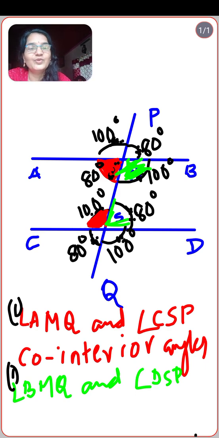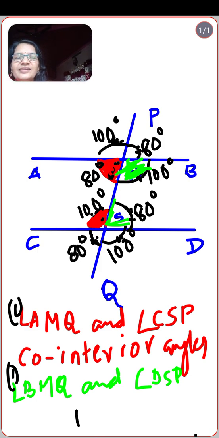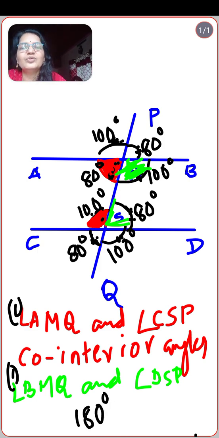When two parallel lines are cut by a transversal, that forms two pairs of co-interior angles. The speciality is they are on the same side of the transversal and both are in the interior side of the parallel lines. And what is the speciality of their measurement? Here one is 80 degrees, this is 100 degrees. 100 plus 80 is 180 degrees, isn't it? What about these two angles? 100 plus 80, 180 degrees.